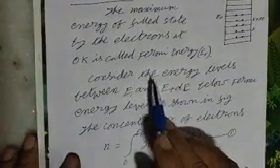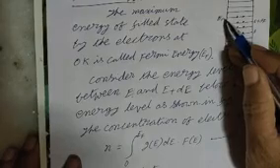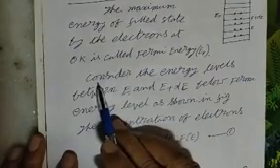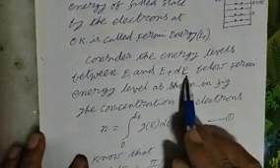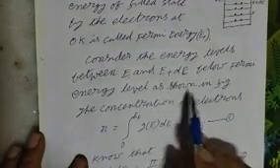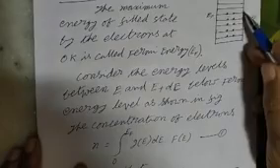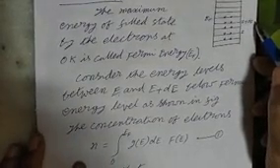Now here we calculate the EF value by using this method. Consider the energy levels between E and E plus dE below the Fermi energy level, as shown in the figure. This is the EF energy level. Below this EF energy level, we consider two energy levels, E and E plus dE.